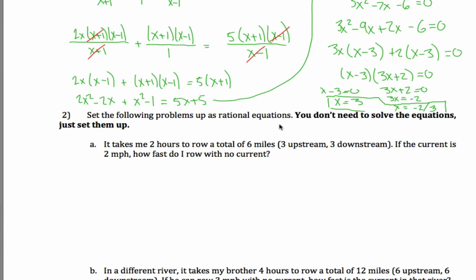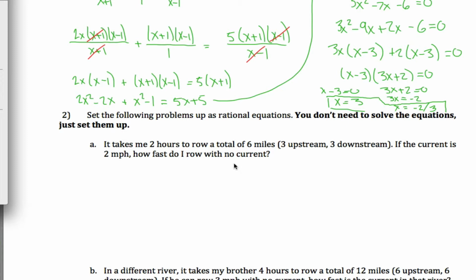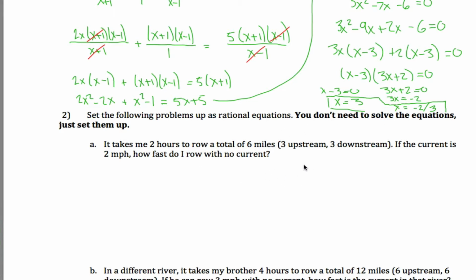All right, next one. After that difficult problem, I thought I should give you some that, I don't know if they're easy, but a little bit less work to do than we did up there. The basic idea here is you don't need to solve these. You don't need to find the answers. Just set them up. So the way we learn to set these up is kind of with this grid, distance, rate, time. We're rowing, meaning we're going upstream and downstream. And so I can set up, that's supposed to say stream.